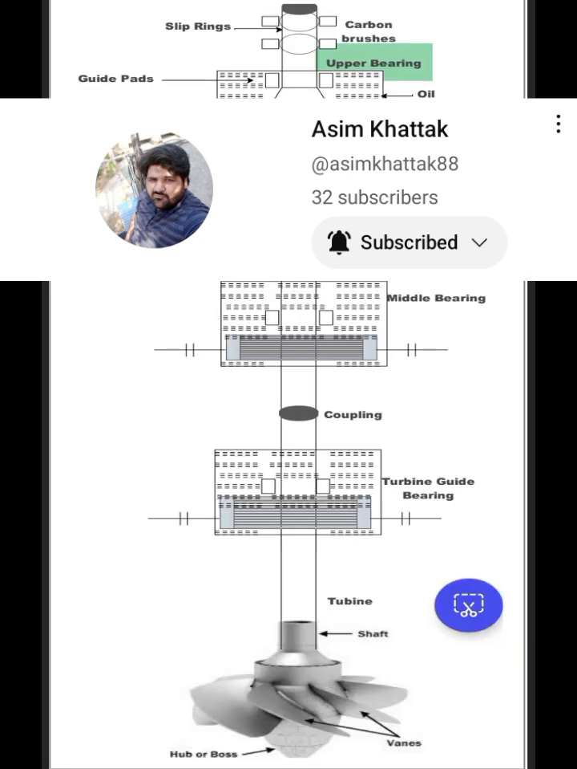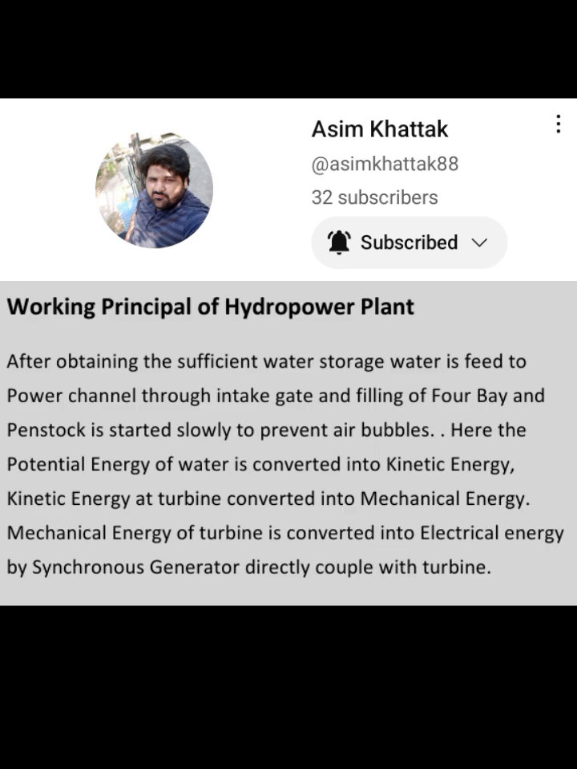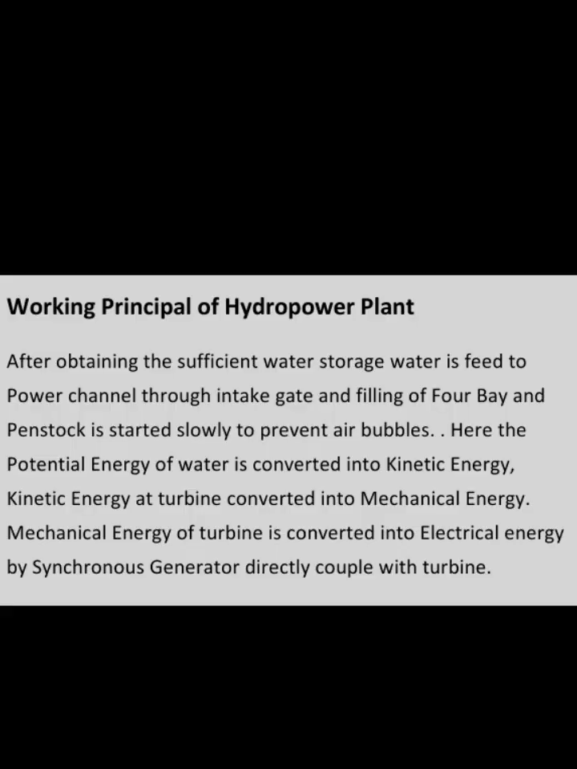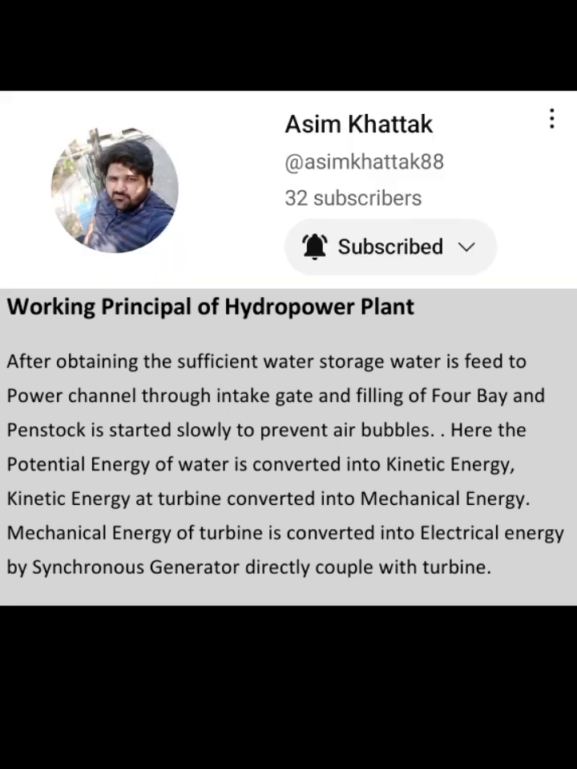Working principle of hydropower plant. After obtaining sufficient water storage, water is fed to the power channel through the intake gate, and filling of the forebay and penstock is started slowly to prevent air bubbles. Here, the potential energy of water is converted into kinetic energy, which at the turbine is converted into mechanical energy. Mechanical energy of the turbine is converted into electrical energy by the synchronous generator directly coupled with the turbine.